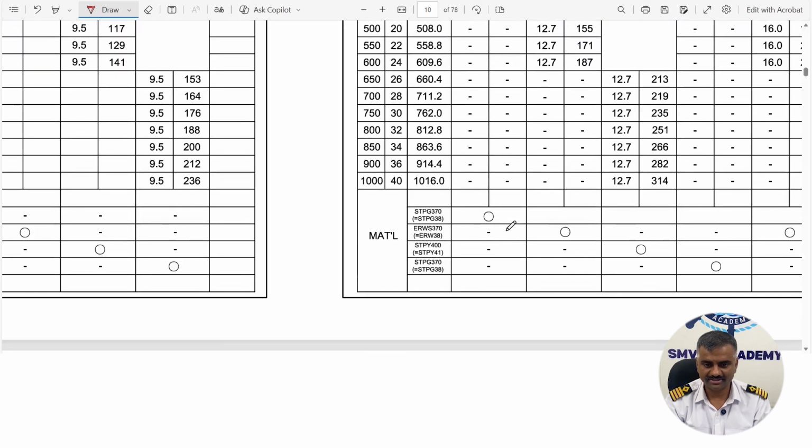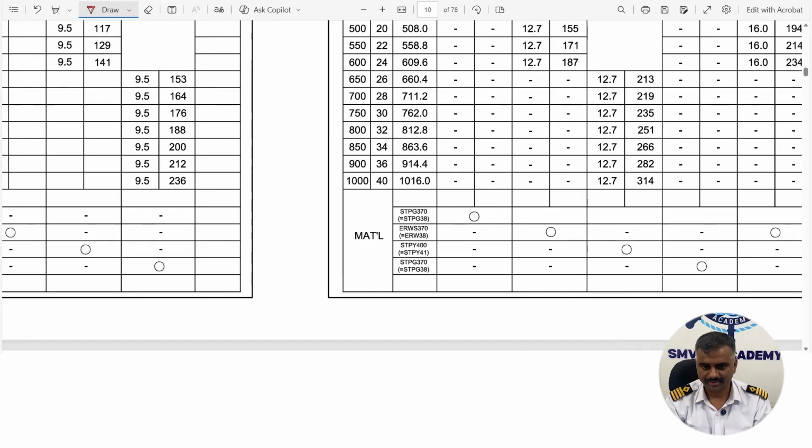And the material varies. So the first table is for STPG 370, the second one is for ERWS 370. Both have the same tensile strength, the only thing is the construction type or material type is variable here. The last one is 400 tensile strength, STPY 400.